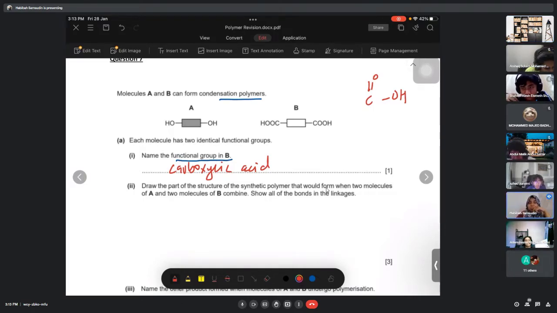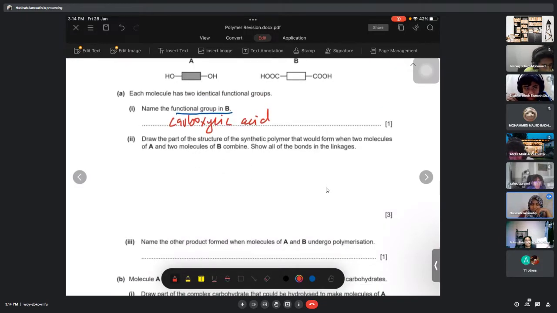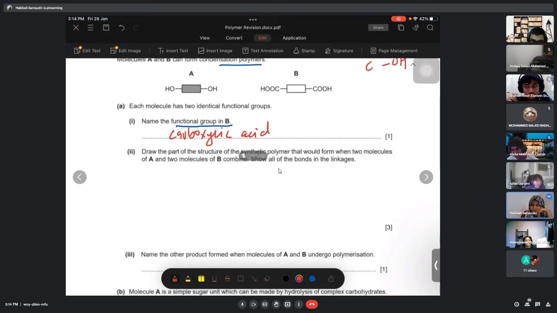Okay, I will explain that later, why you cannot answer carboxyl. Now draw the part of the structure of the synthetic polymer that would be formed when 2 molecules of A and 2 molecules of B combine. Show all the bonds in the linkage. So your answer should look like this.